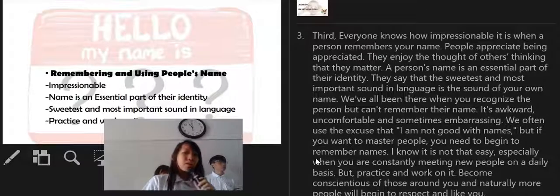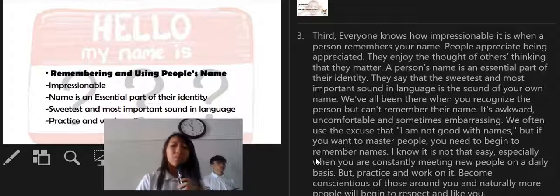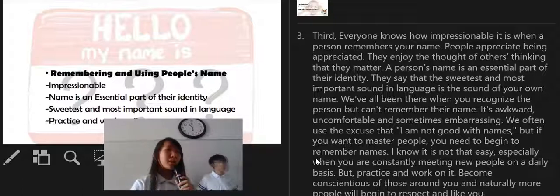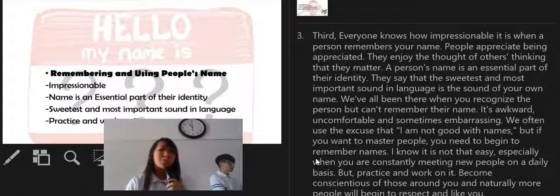Third, everyone knows how impressionable it is when a person remembers your name. People appreciate being appreciated. They enjoy the thought of others thinking that they matter. A person's name is an essential part of their identity. They say the sweetest and most important sound in language is the sound of your own name.